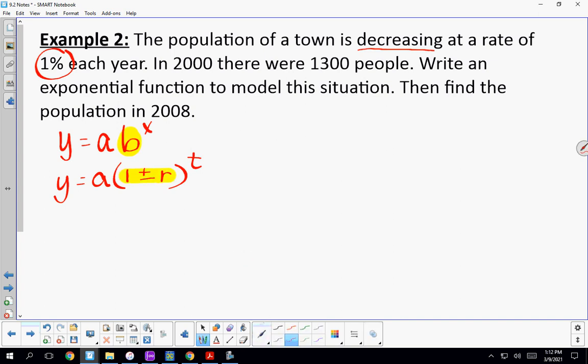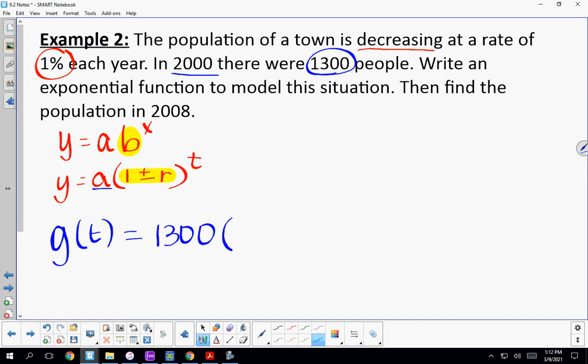And when we plug our values in, again, I'm going to use function notation. I'll call this one g of t. Our initial value in this problem says that in the year 2000, so this is my beginning year, we have 1,300 people. So 1,300 is my initial population.